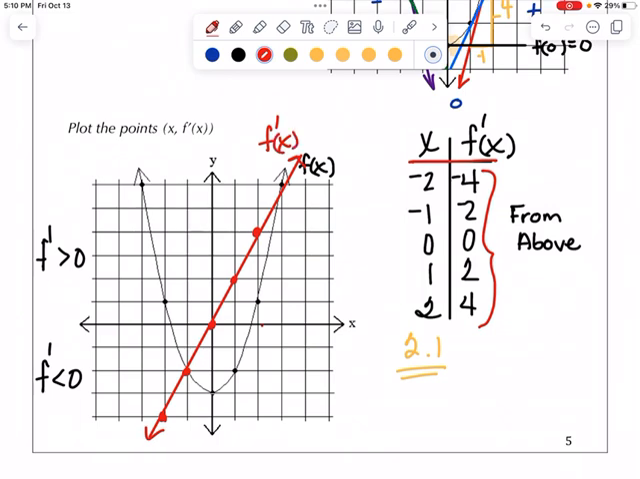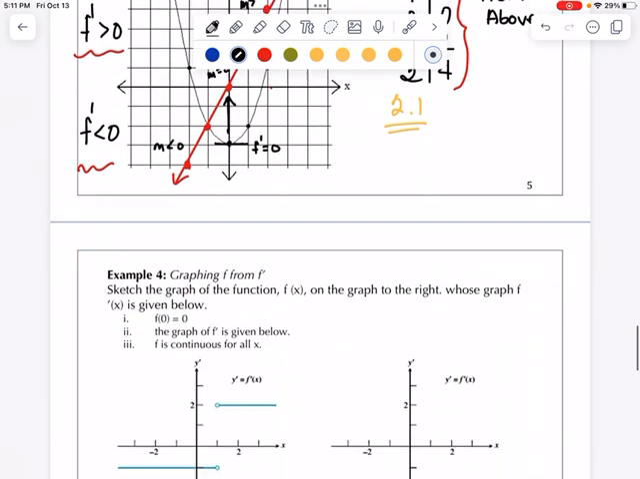Now you can see I have these two notes off to the side. If f prime is greater than 0, it's above the x-axis. If f prime is less than 0, it's below the x-axis. You can see where I have this point where the slope is equal to 0. On here, f prime is equal to 0, going from above directly to the point (0, 0). So the slope is 0, and you can see that the slope is positive up here, and the slope is negative down here. Okay, so just one example of doing that.